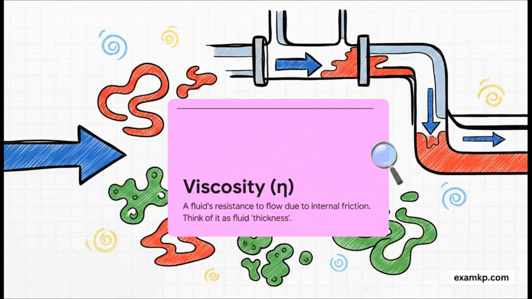Lastly, let's touch on viscosity. The easiest way to think about it is as a fluid's internal friction, or even simpler, just its thickness. So syrup is super viscous, it resists flowing. Water, on the other hand, has a very low viscosity. This property is absolutely critical for things like engine lubricants, which need to be thick enough to stick to parts and keep them from grinding against each other.